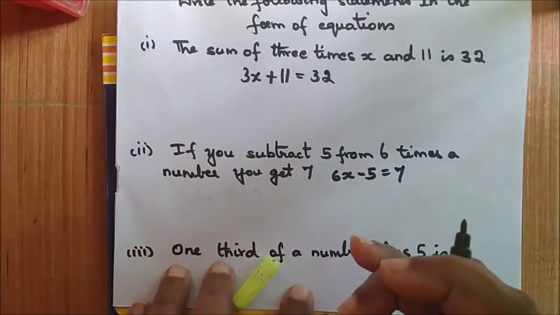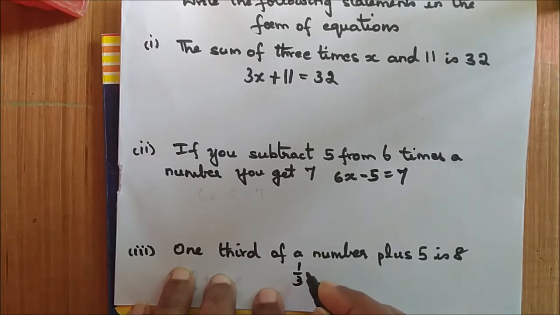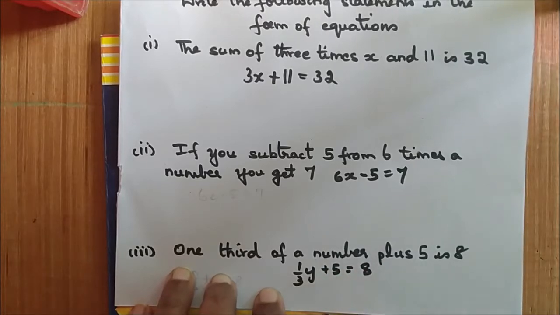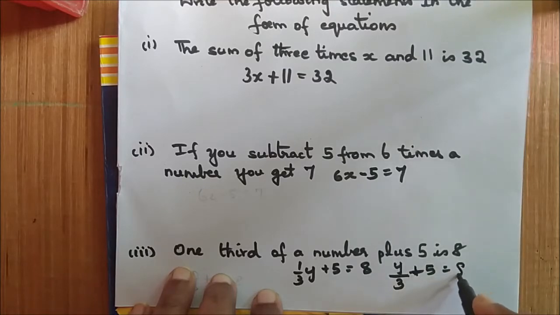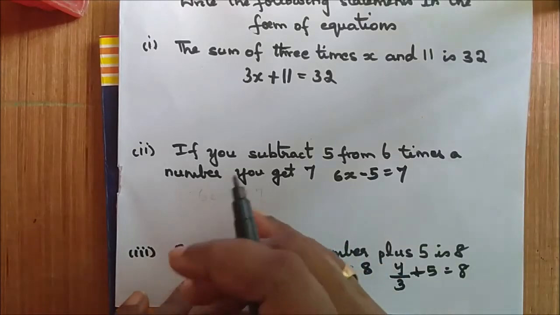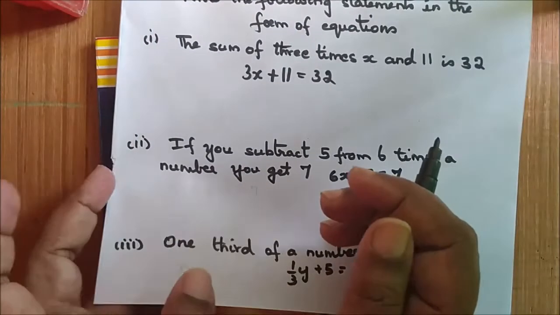Okay. Now let us go to the last example. 1/3 of a number plus 5 is 8. Now 1/3 of y plus 5 equals 8. 1/3 of a number, so 1 by 3 of y. The number we don't know, so I am using the variable y. So 1/3 of y plus 5 equals 8. You can write it as y by 3 plus 5 equals 8. So this is how we solve these statements. Okay. Now let us go to the next topic.